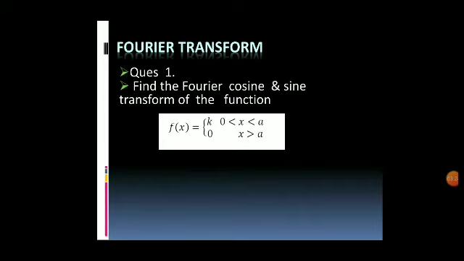Now we'll see one problem. Question 1: the Fourier cosine and sine transforms need to be found. The function is given as f of x is equal to k for 0 less than x less than a, and 0 for x greater than a. So the function exists only in the interval 0 to a, and that function takes the value k. You can go back to your formulas and see them once more. We'll see the answer.